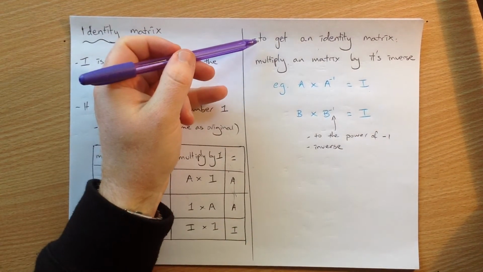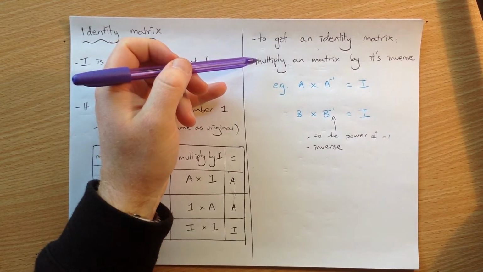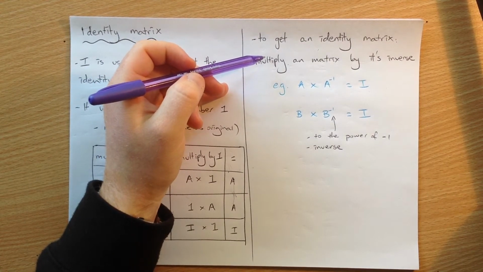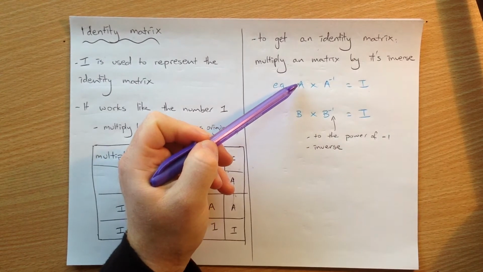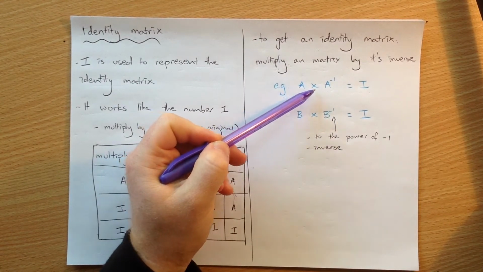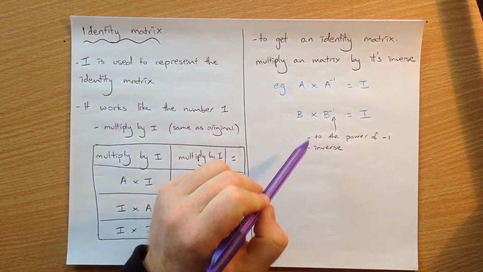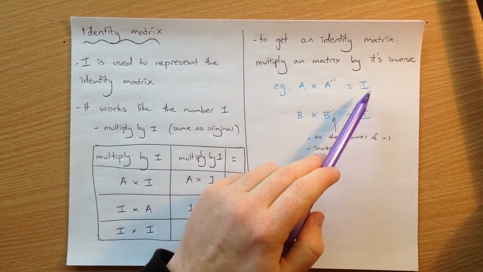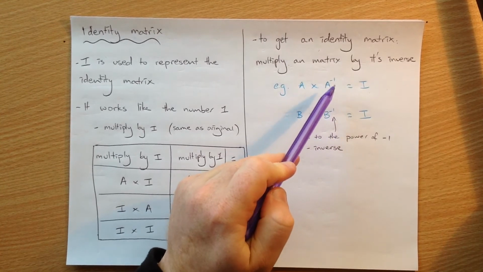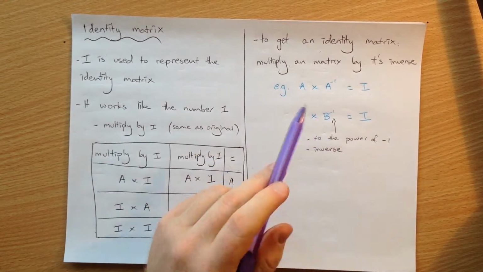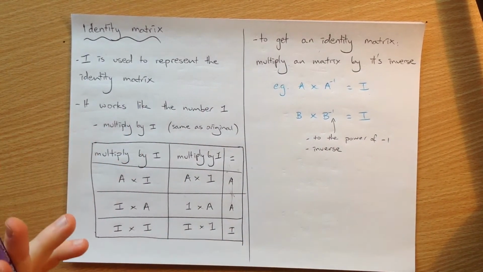So to get an identity matrix, we need to multiply a matrix by its inverse. For instance, if we start with A and we want to get the identity, we have to multiply it by its inverse. That little -1 means the inverse of A. So A times the inverse of A is 1. We're going to look more at inverses later and how that works. Same thing, if you multiply B by B's inverse, that'll form an identity matrix as well.